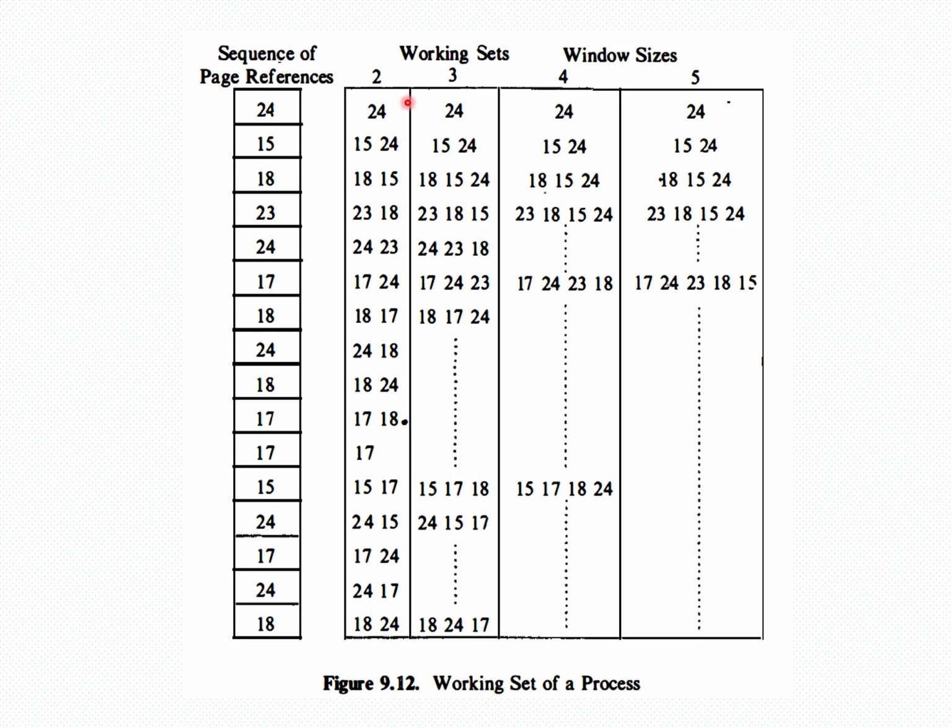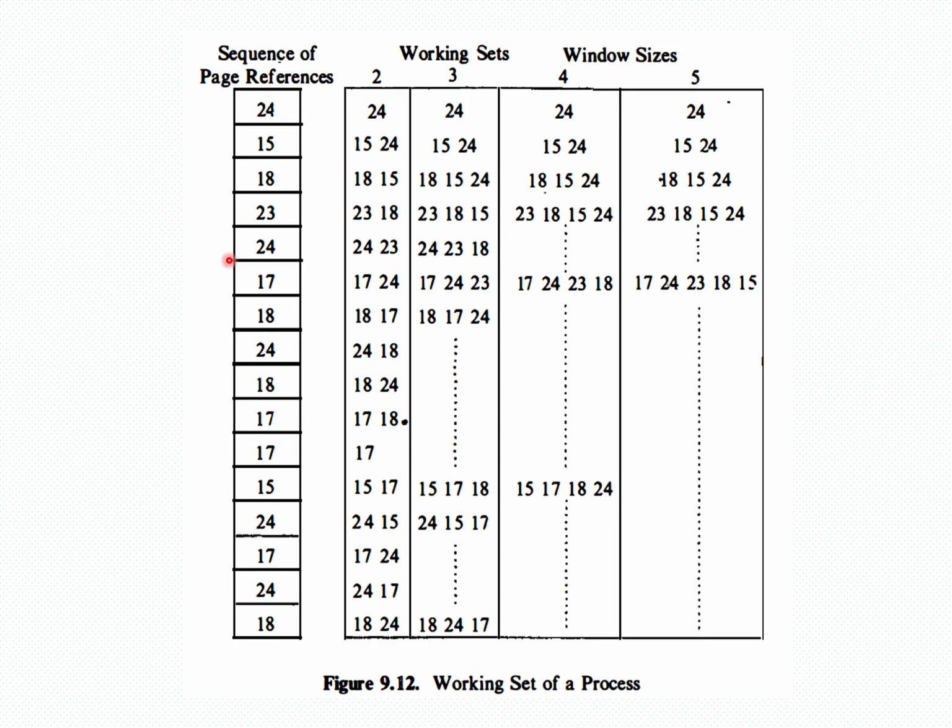Some systems may support a window size of 2, some 3, some 4 and some 5. Window size is nothing but how many pages can be loaded into the memory at a time. If the window size is 5, that means 5 pages can be loaded into the memory at a time. If it is 4, 4 pages can be loaded. If it is 3, 3 pages, and if it is 2, 2 pages.